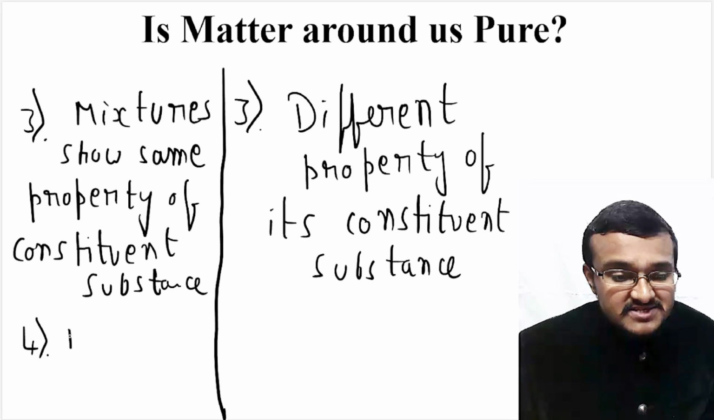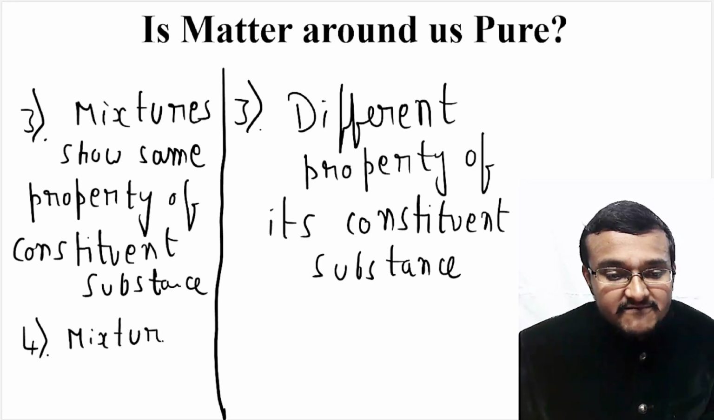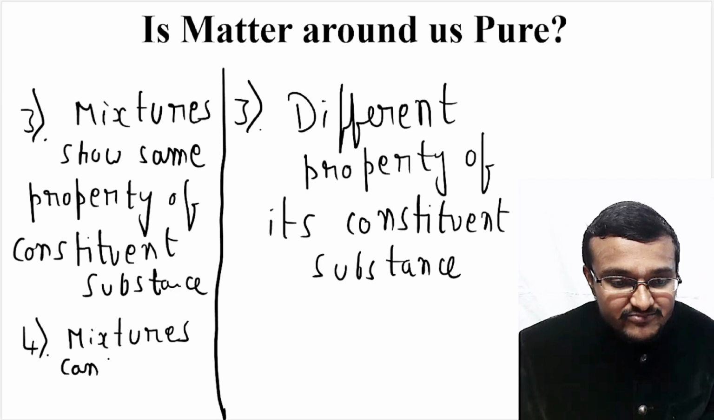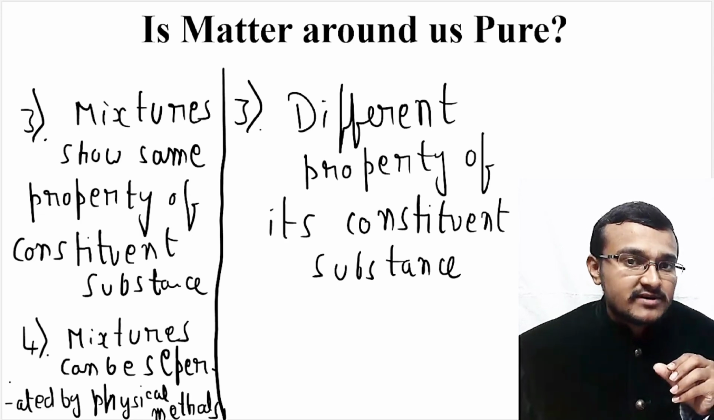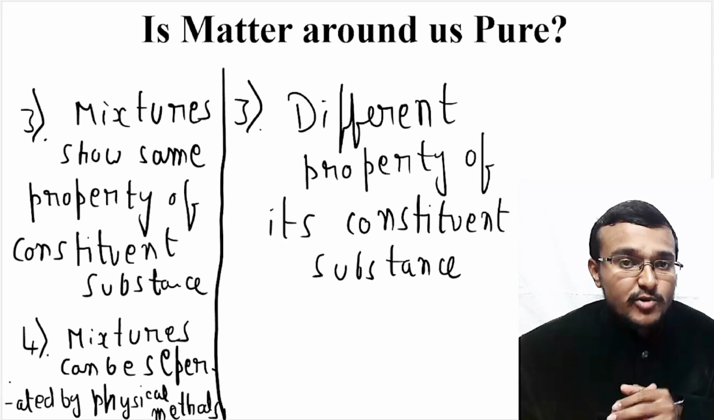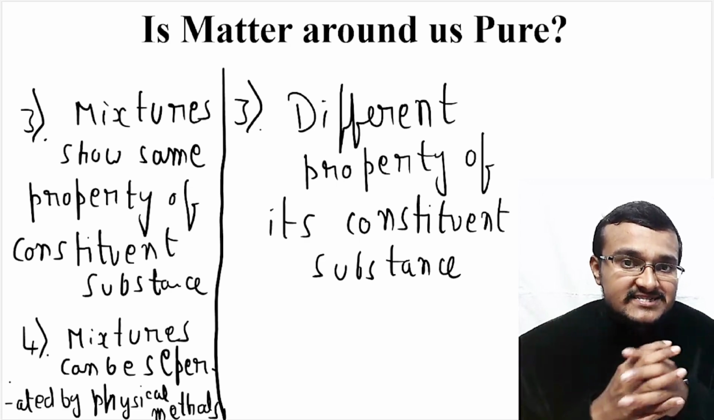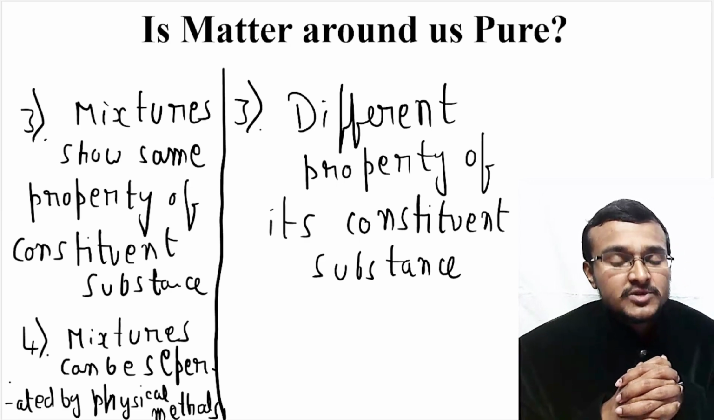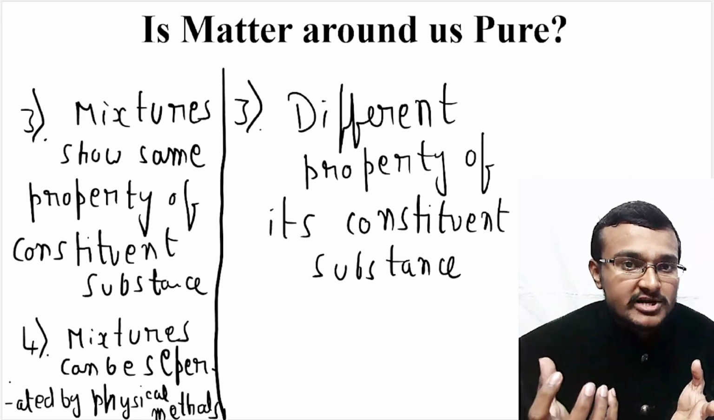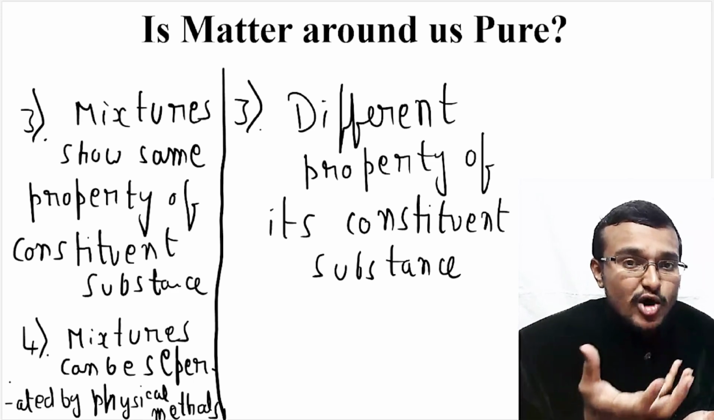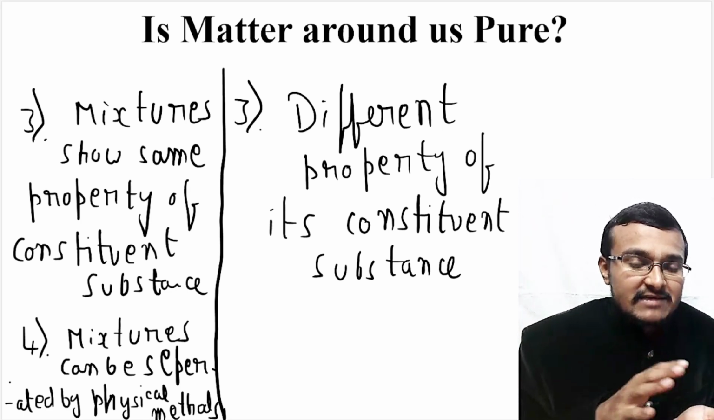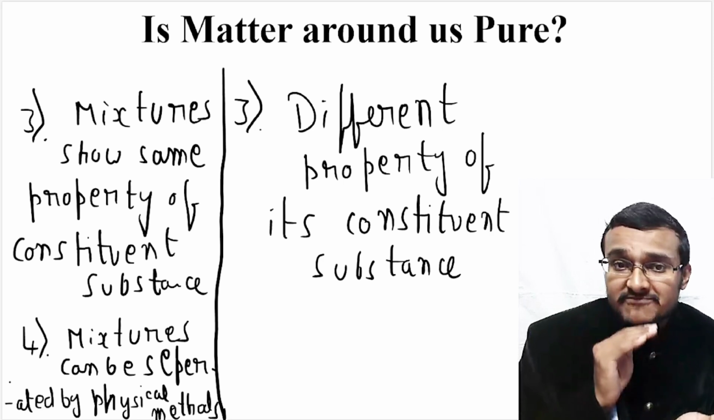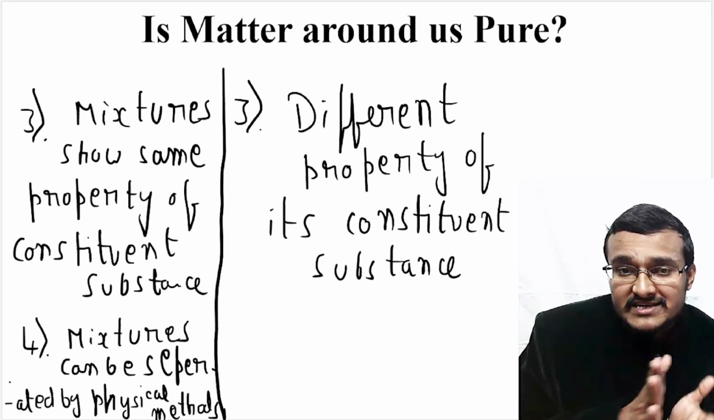Next, mixtures can be separated by physical methods. How can you separate mixtures? Let's say NaCl is one kind of compound and water is another. You form a mixture of NaCl and water, that is, you mix salt in water. How will you remove the salt from the water? If you boil that water, all the water will evaporate and the salt will remain in the container. So this is a physical method through which you separate salt and water.